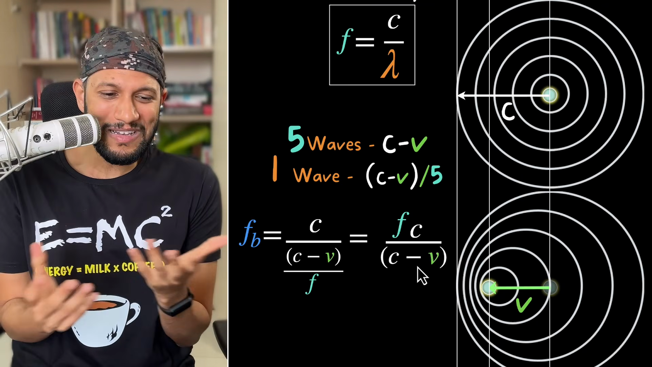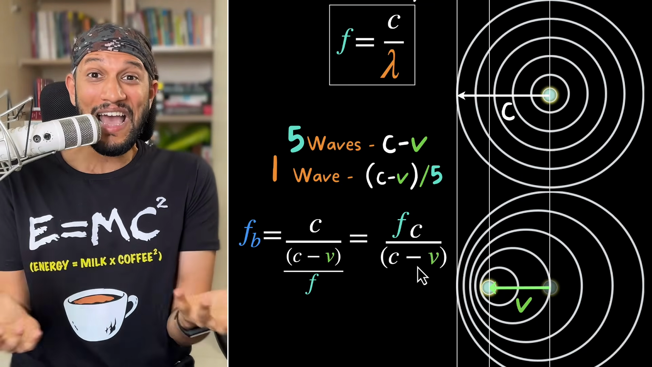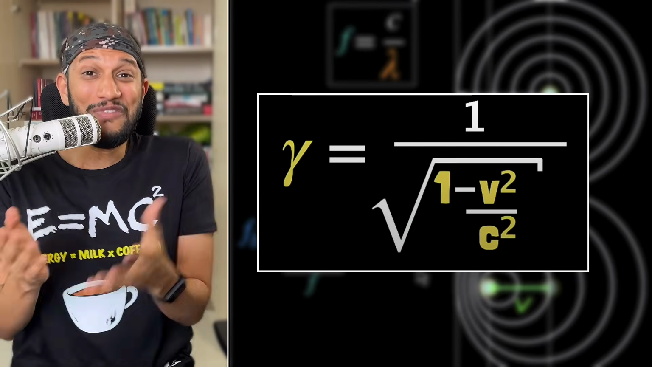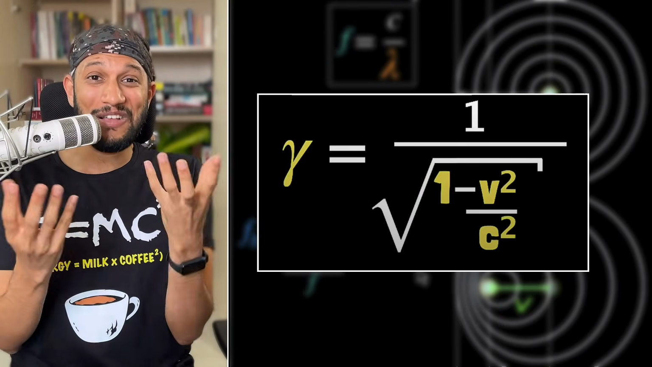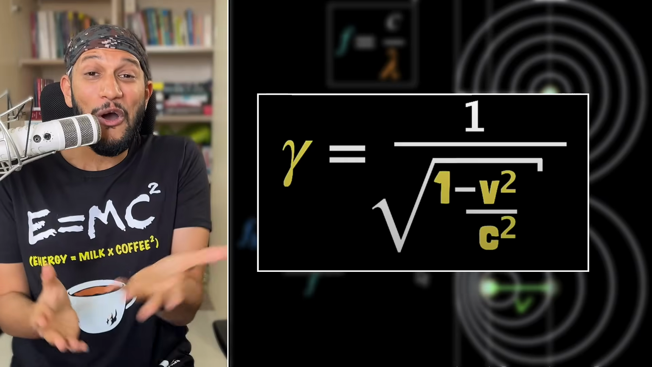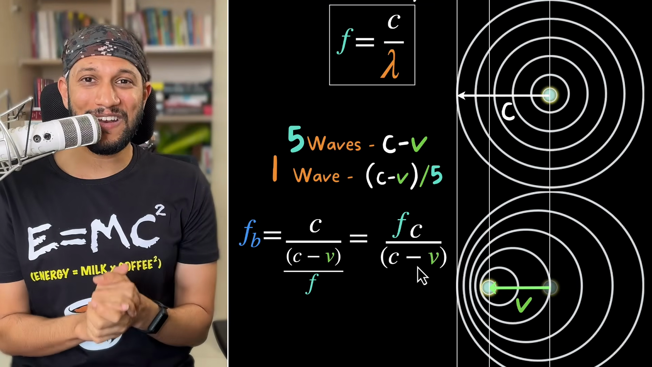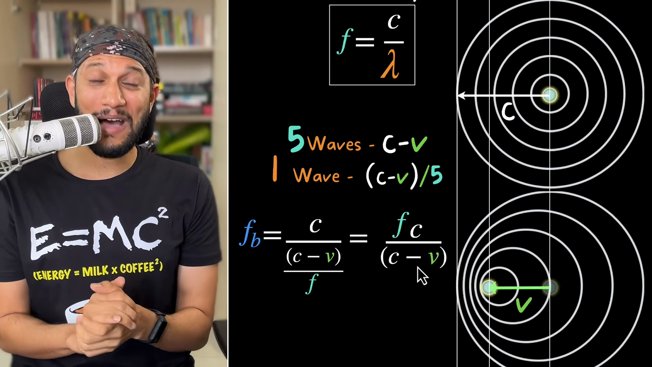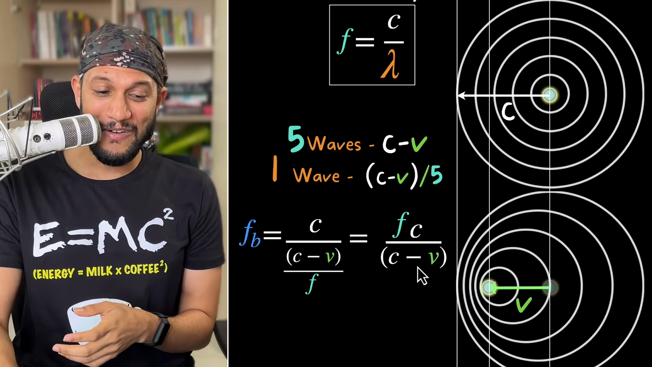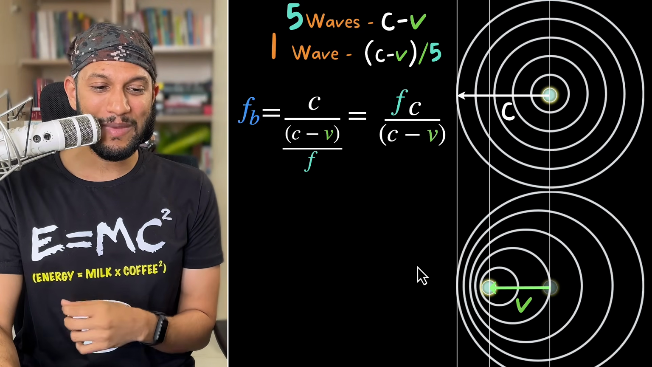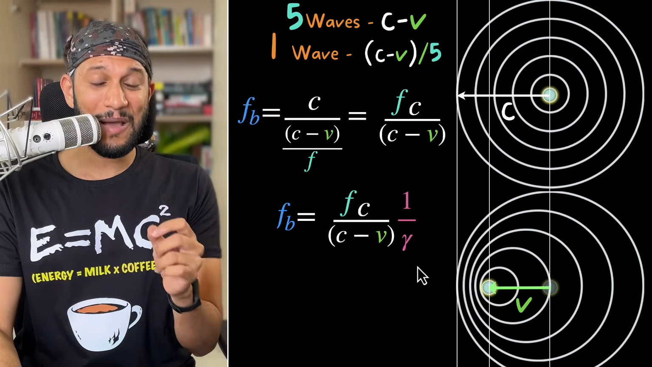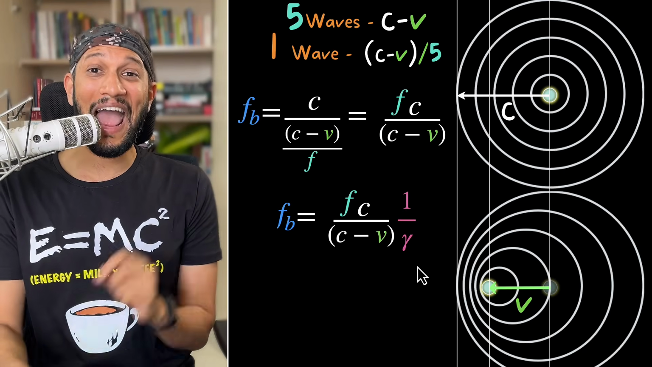But Einstein, how much? How do I know how much the time dilation is? And Einstein reminds us, gamma. We've done this in our previous video. We know that the time dilation factor is always gamma. And therefore, all we need to do to make a relativistic correction is divide that by gamma and we are done. So relativistically, the blue shifted frequency will be this number divided by gamma, and we are done.